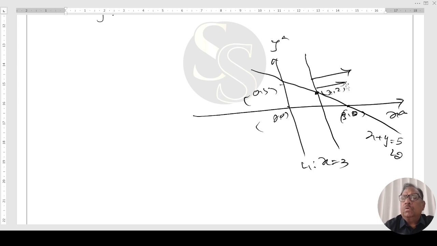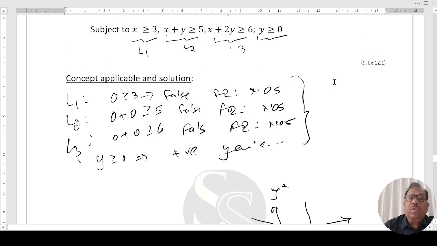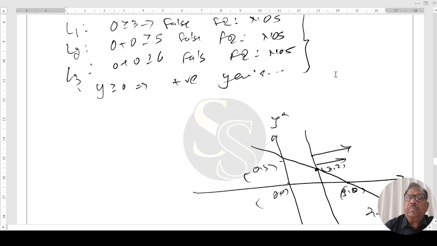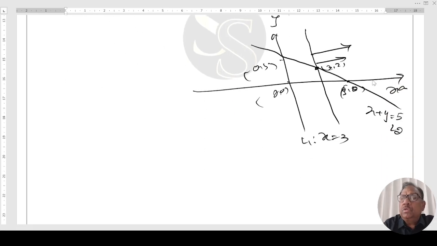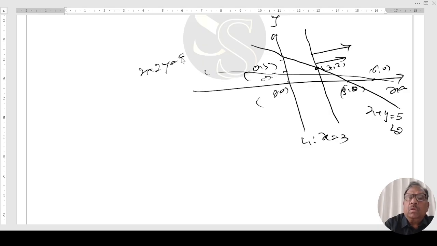Right? This comes to the next line. x plus 2y greater than 6: (6, 0) and (3, 0). We plot this line, we get this. x plus 2y equal to 6. This is line L3. It is also the non-origin side. This is also the non-origin side.